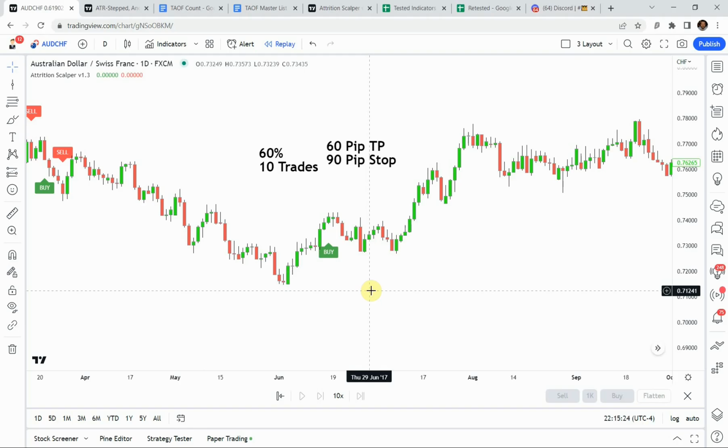Today we will be looking at an advanced testing of the Attrition Scalper indicator.